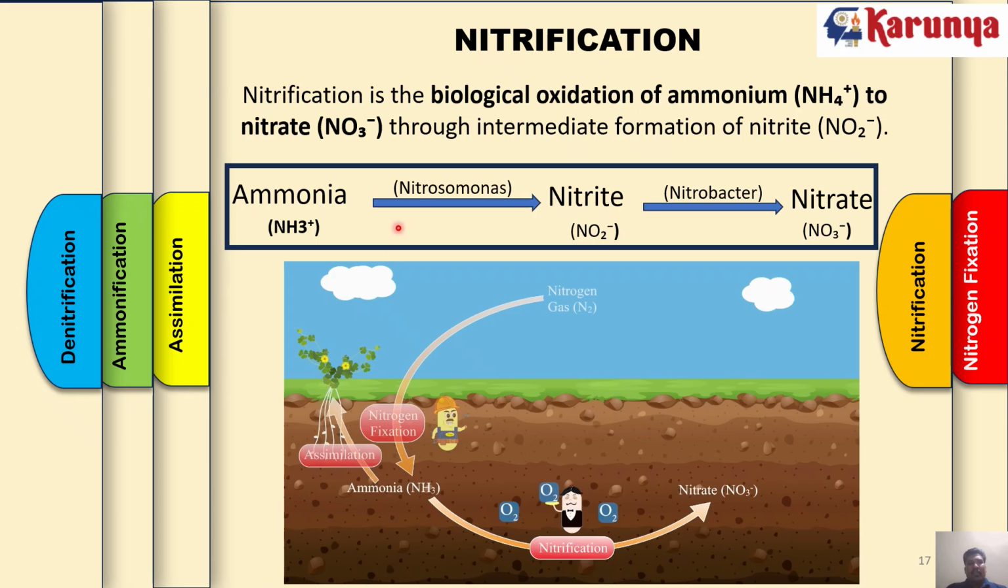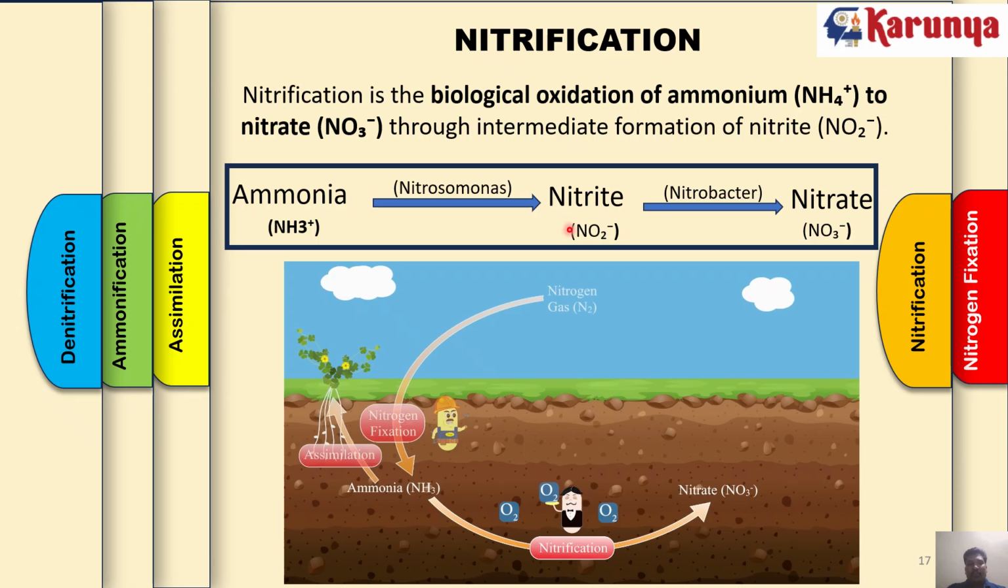See here, nitrification is a biological oxidation of ammonium to nitrate. The ammonium was produced by the conversion of organic nitrogen, by the activity of microorganisms and enzymes, and it was fixed in the soil. Then this ammonium is oxidized to become nitrate through the intermediate formation of nitrite. This is the process of nitrification, the conversion of ammonia or ammonium to nitrate by producing the intermediate product nitrite.